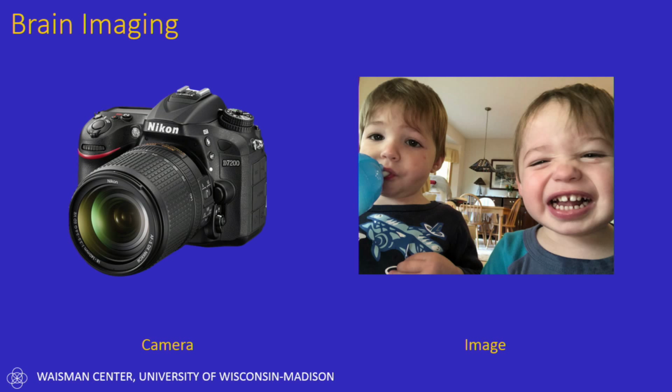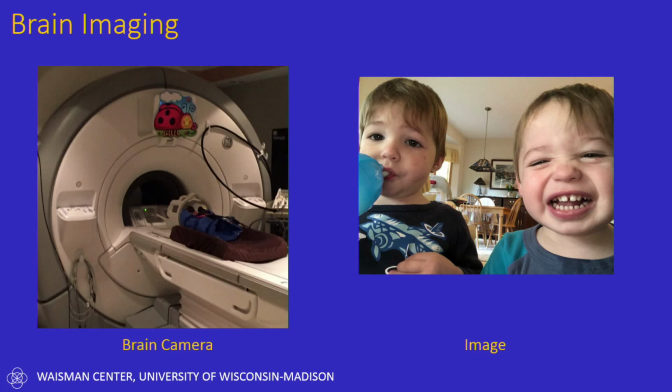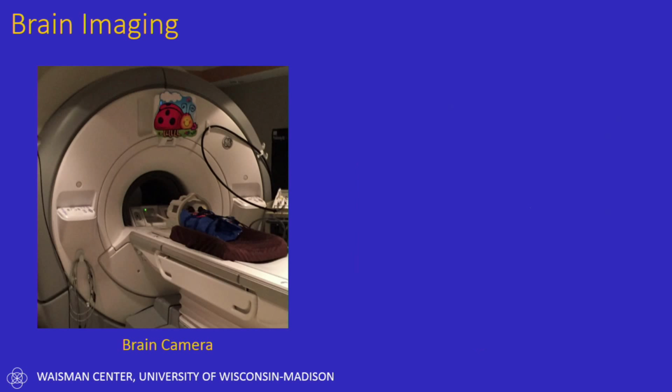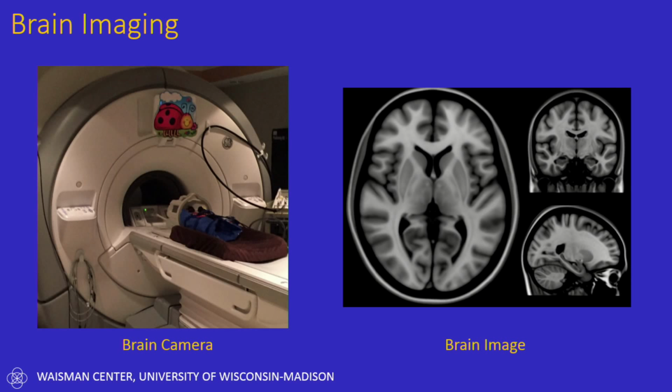And so in brain imaging, our camera is actually this big magnet. So you lay down in here, and it takes a little bit longer than taking a photo with your camera, but after about 10 minutes or so, we can get these really nice, clear, detailed pictures of the brain.